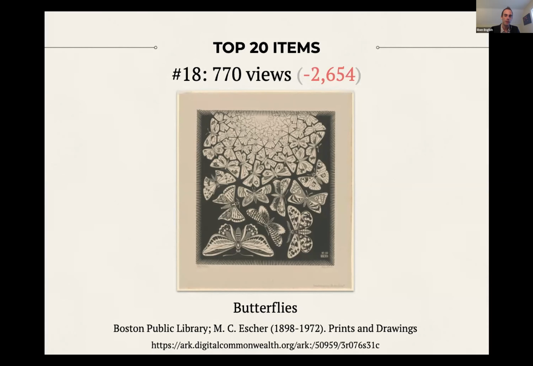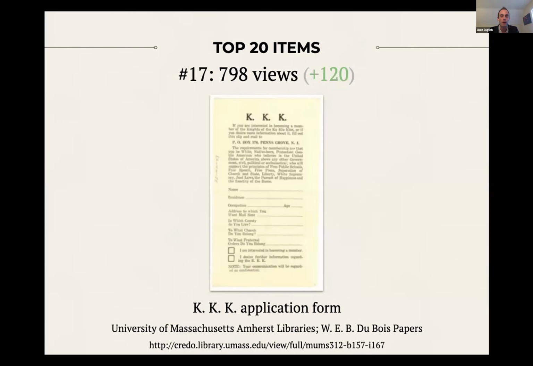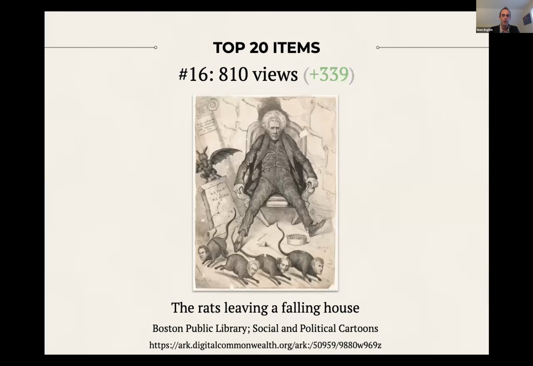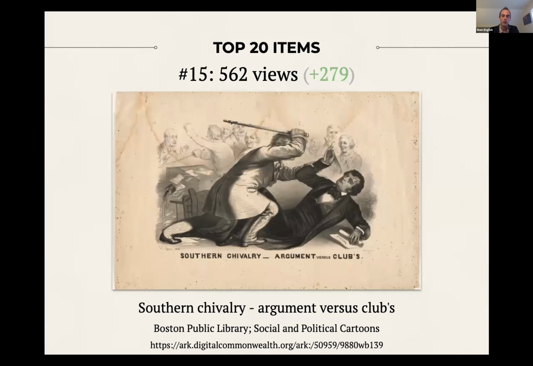Number 17 is unfortunately a bit of a bummer. This is the KKK application form from University of Massachusetts Amherst Libraries, the W.E.B. Du Bois papers. And this is actually up a little bit from last year. I'll talk a little bit more about that at the end of this, but let's keep going for the moment. Number 16, Rats Leaving a Falling House from the Social and Political Cartoons collection at BPL. And that's up a little bit. Number 15, Southern Chivalry, Social and Political Cartoons again.